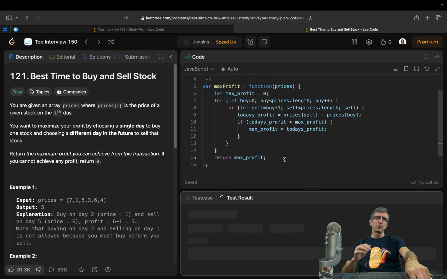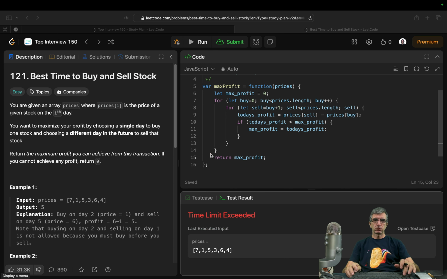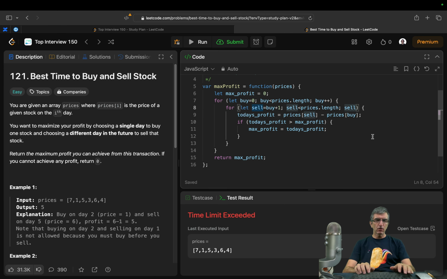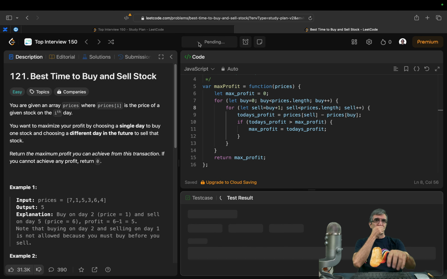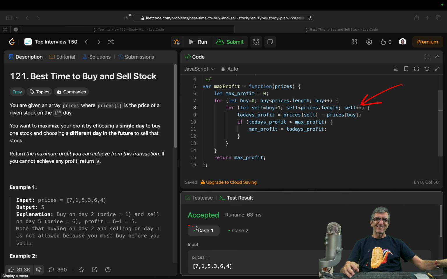And it's very common. You try here, it works with the samples you have, and the time limit exited. How? Sell plus plus. Okay, I am the idiot. We were not adding to sell, so this was running infinitely. And it's very common. It's accepted. So these two cases are working fine.